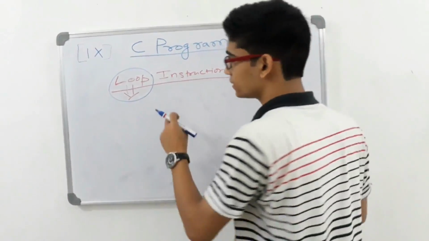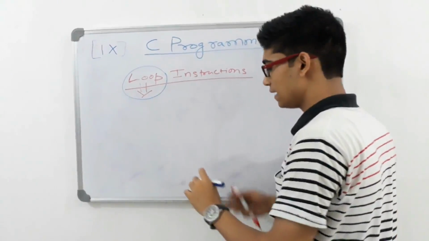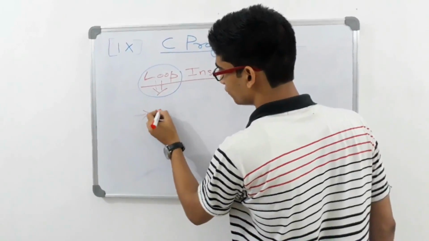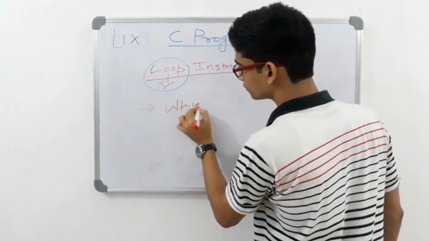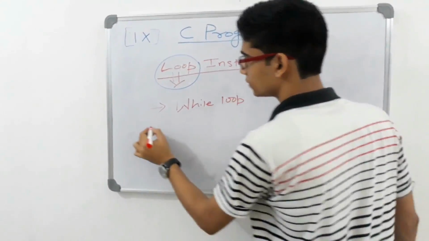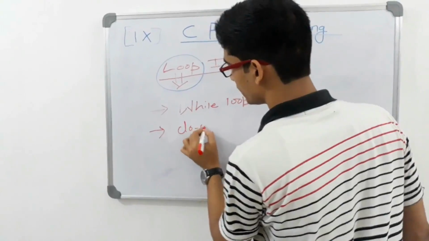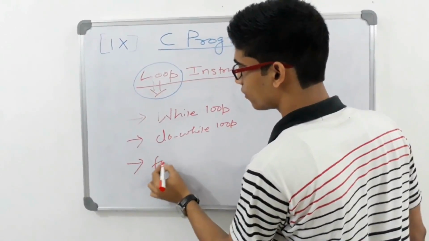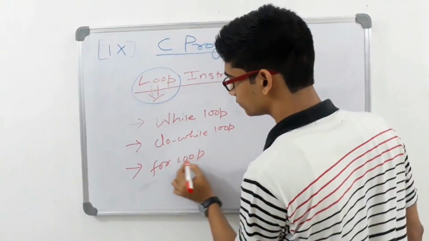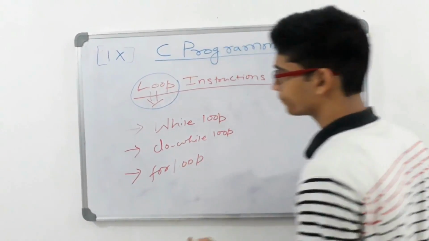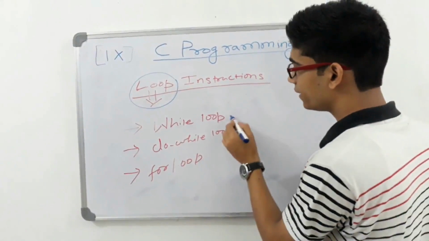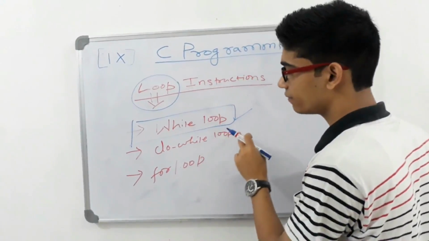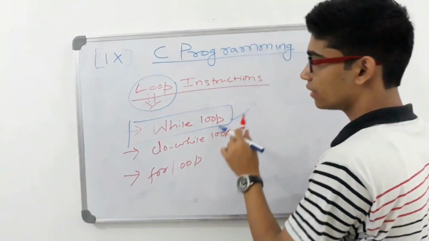Before we advance our tutorial on loop instructions, let us know what loops are provided in C. One is while loop. Second is do while loop. Third is for loop. In this tutorial we will learn about while loop, and successively in the next tutorials we will learn about do while and for loop. So now let us jump to while loop.